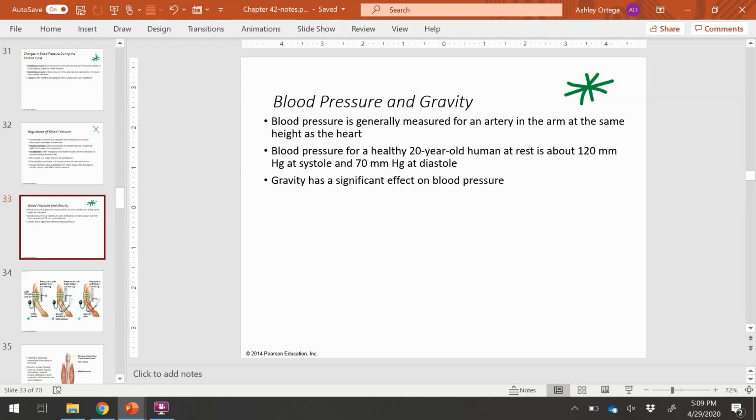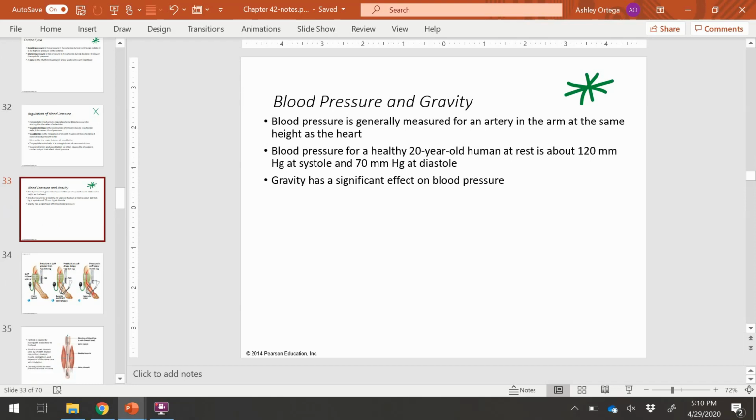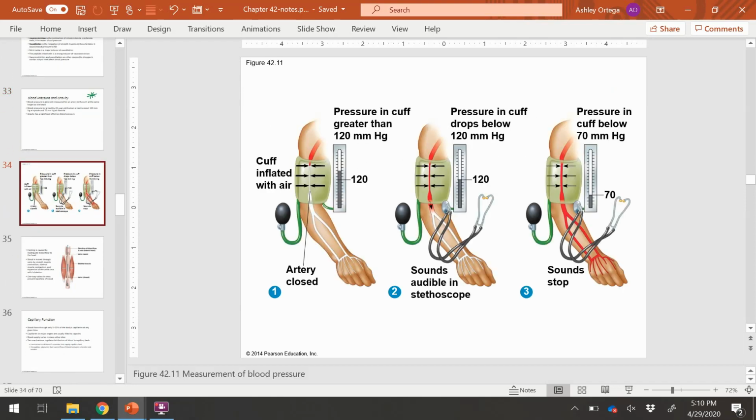And so looking at the measurements themselves, the blood pressure for a healthy 20-year-old human at rest is 120/70. The common average seen worldwide is 120/80. That's taking in all ages into account. And so for us, we'll look at in terms of 120/70. And so how do you measure blood pressure, you might ask?